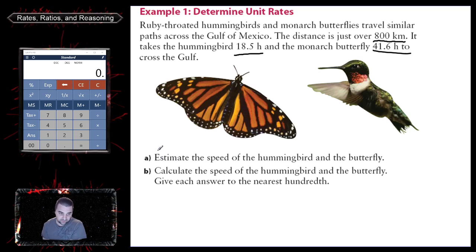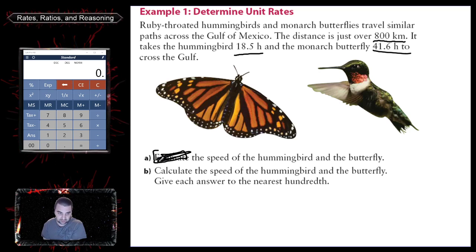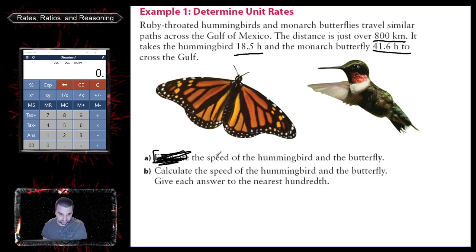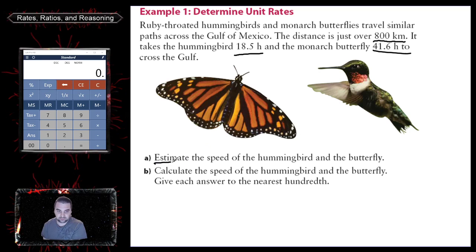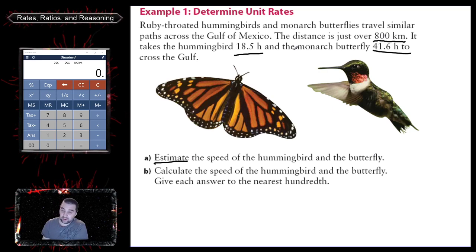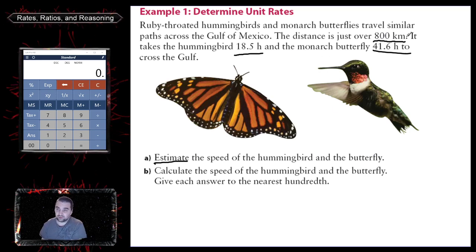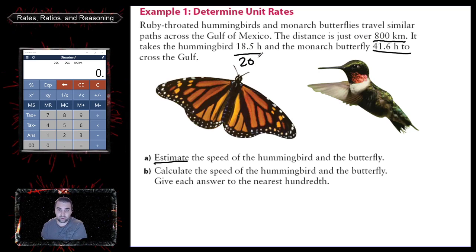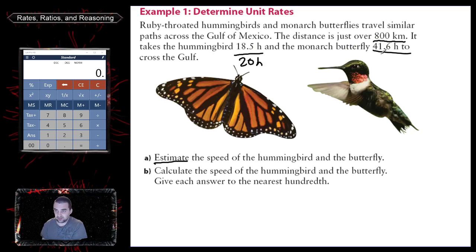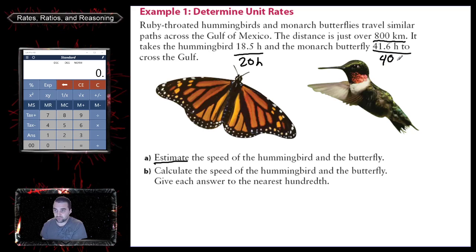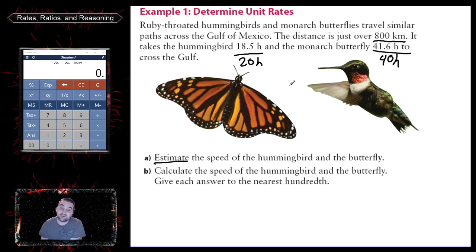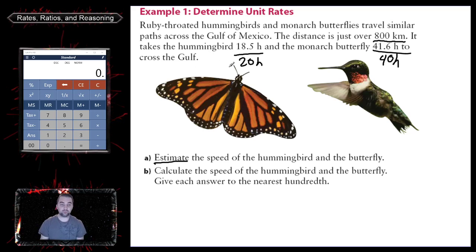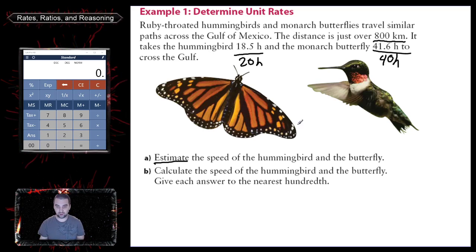All right. So the first thing we have to do is estimate. So we're estimating the speed of the hummingbird and the butterfly. If I'm estimating, I want nice, clear numbers. So I have 800. That's pretty good. 18.5 isn't a great number. I'm going to change that to 20. And 41.6 is pretty close to 40. This is just estimations, so if we have numbers that are pretty close, then it'll work out very well.